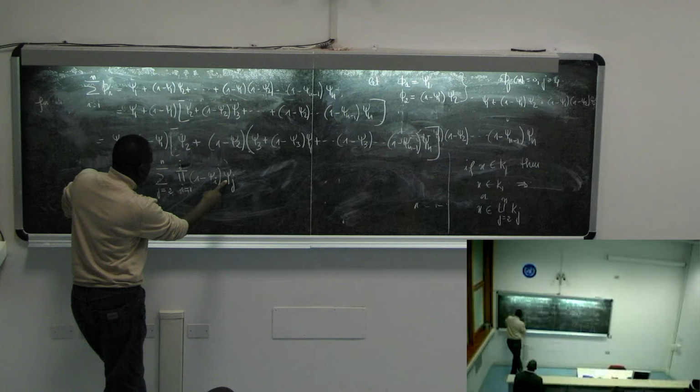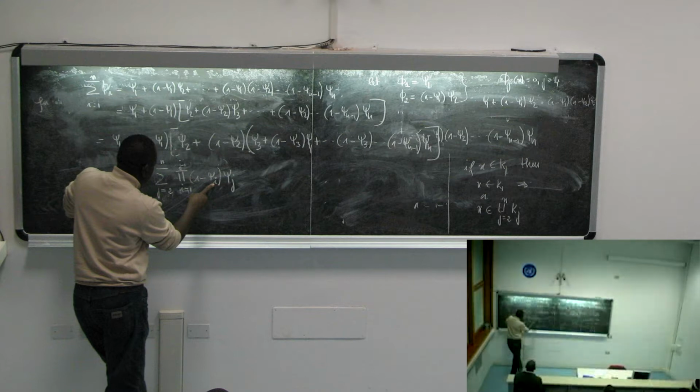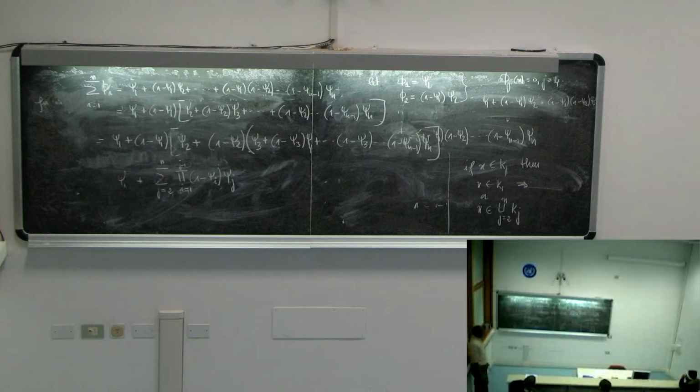And so for j equal 2, you have just i equal to 1, and we have 1 minus psi 1 times psi 2. For j equal 3, the first term will be 1 minus psi 1 times, sorry, no. So maybe we can work on it. That's fine.